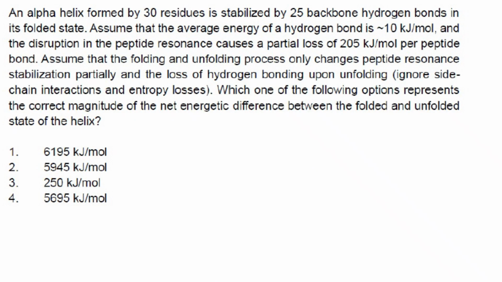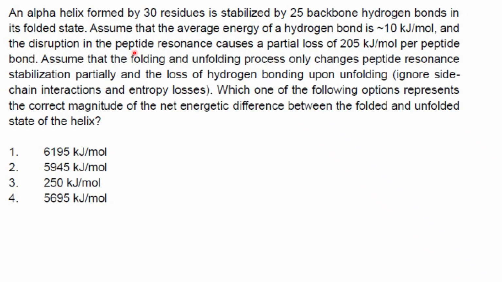An alpha helix formed by 30 residues is stabilized by 25 backbone hydrogen bonds in its folded state. So the alpha helix is 30 residues and there are 25 hydrogen bonds in the folded state. Assume that the average energy of a hydrogen bond is minus 10 kilojoule per mole.